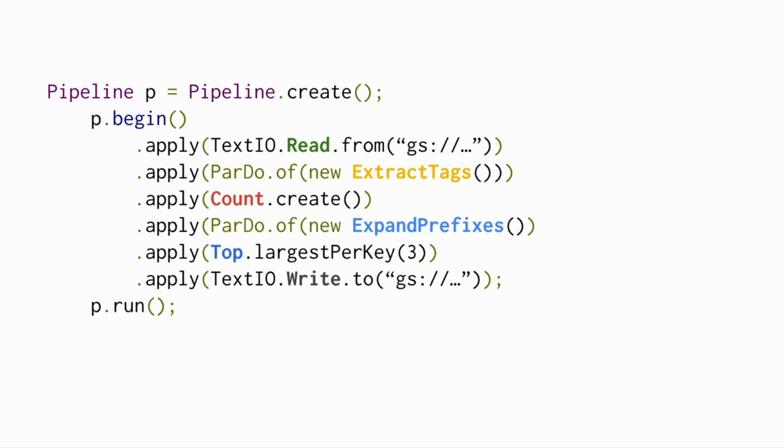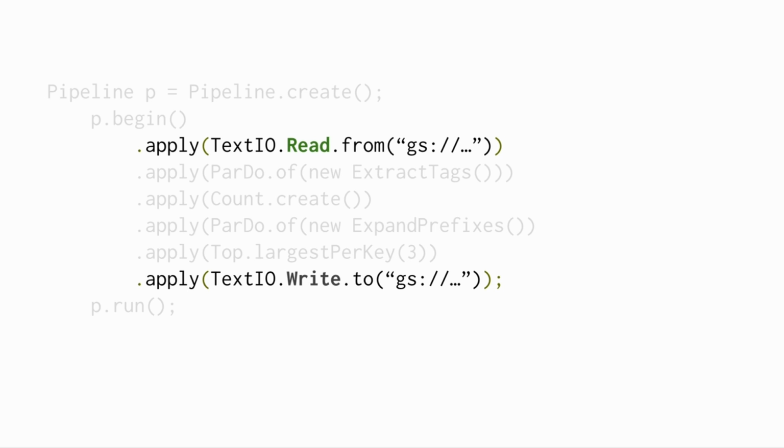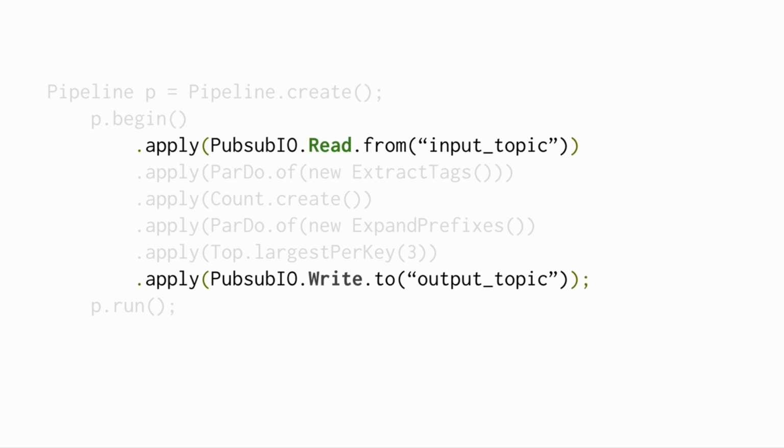So first of all, our core logic that's doing our actual analysis doesn't have to change. Extracting hashtags, counting, expanding prefixes, there's nothing streaming or batch specific about that. So let's leave that alone. We no longer want to read data from Google Cloud Storage. We want to instead read data from PubSub, from our streaming source. So let's change that. Now we're reading and writing data from PubSub.